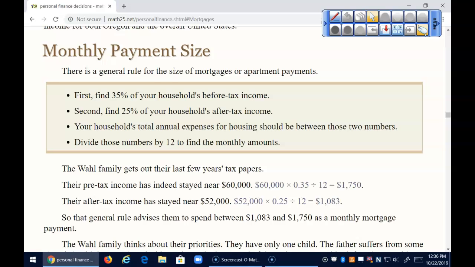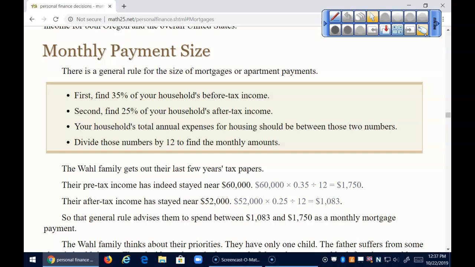here we go. The general rule is look at last year's taxes, find 35% of your before-tax income, and find 25% of your after-tax income. Somewhere between those numbers would be what you should spend on housing. Again, maybe not in New York City, but we're talking about the average place of the world. So that would be your annual housing cost. Divide it by 12 to find what your monthly mortgage payment would be, or rent if you're paying rent.